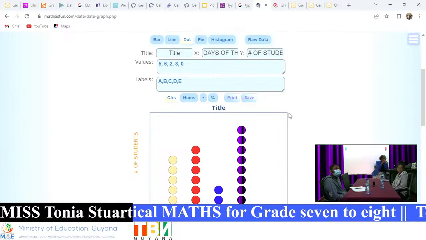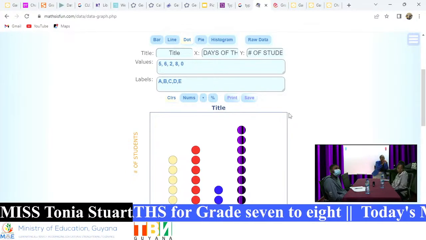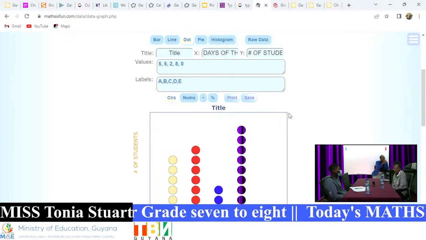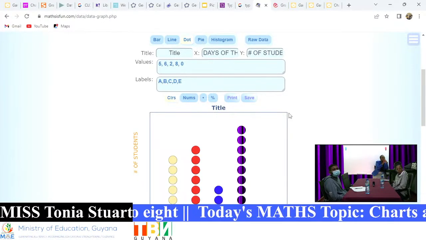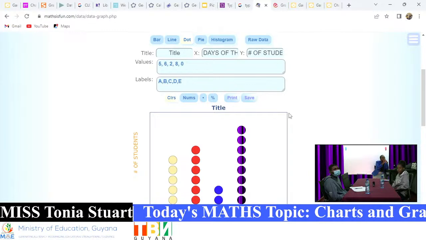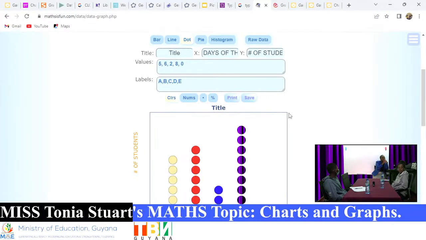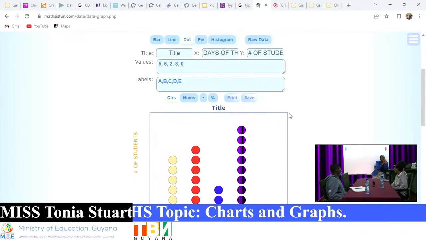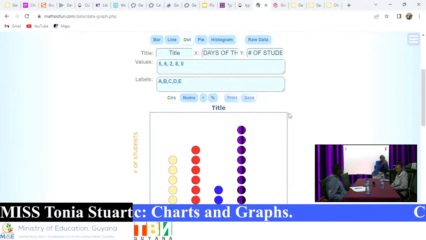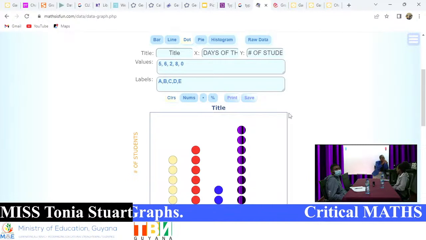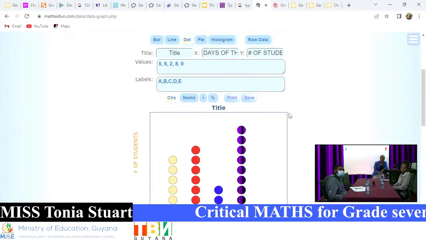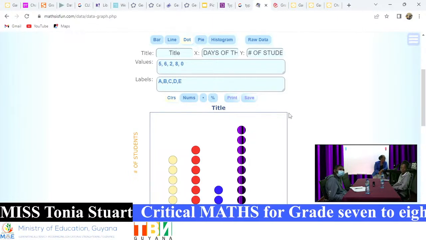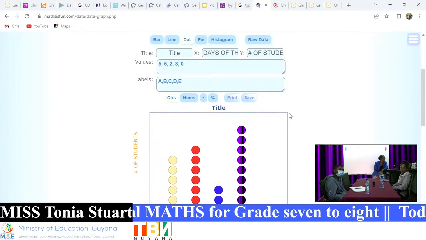Which day showed a great turnout? Thursday. Which day had the least amount of turnout, students present? Friday. Friday or Wednesday? Wednesday. Which day had no students turning out? Friday. Between which days did we have a steady increase?